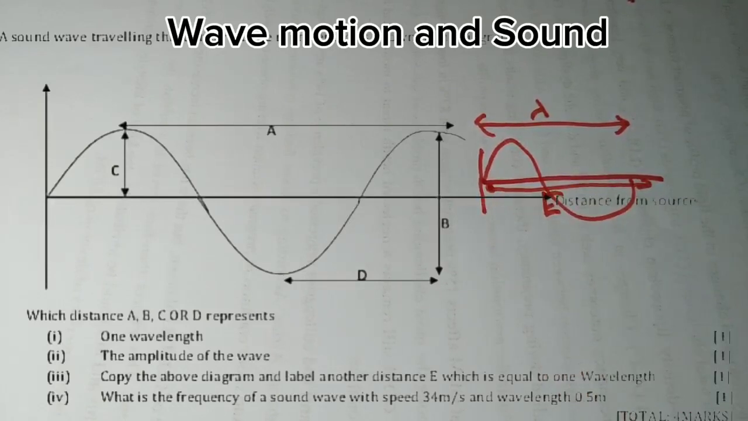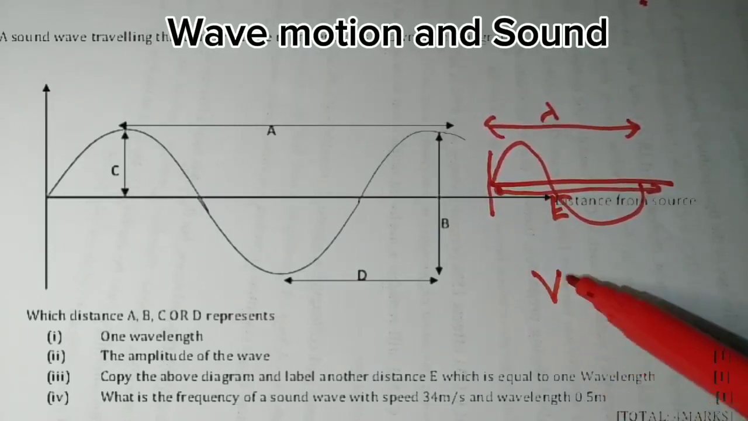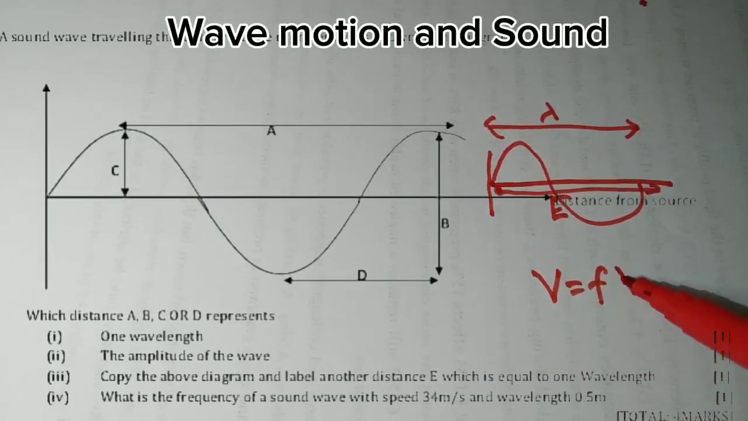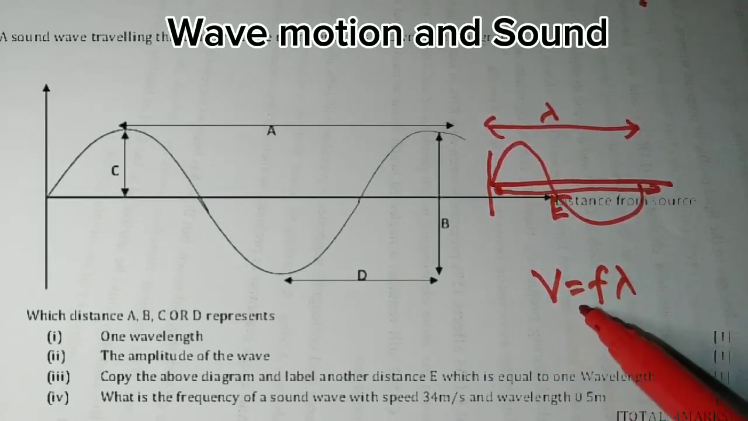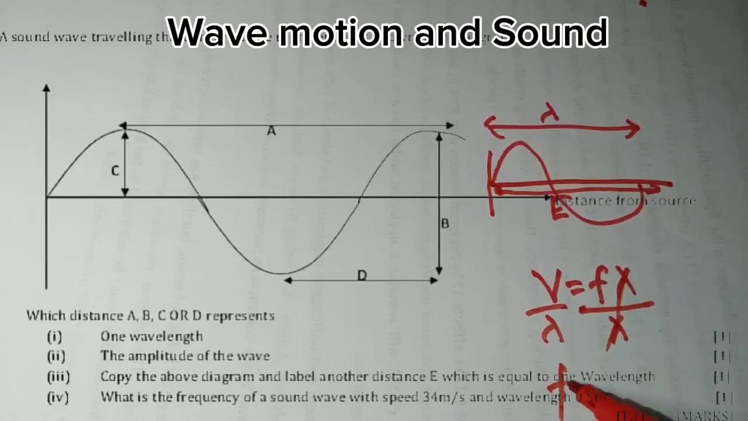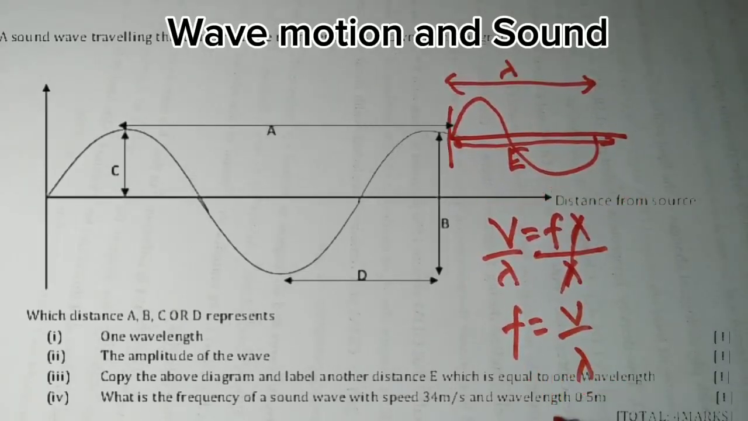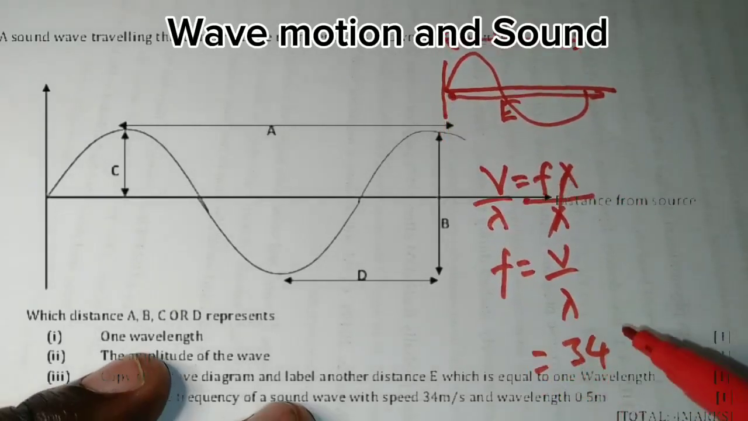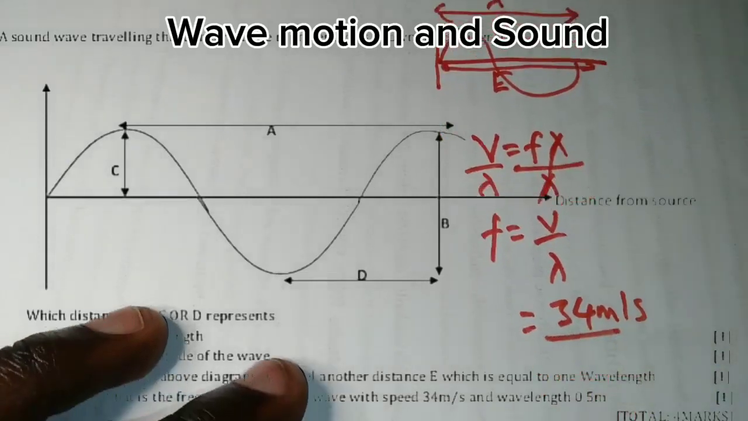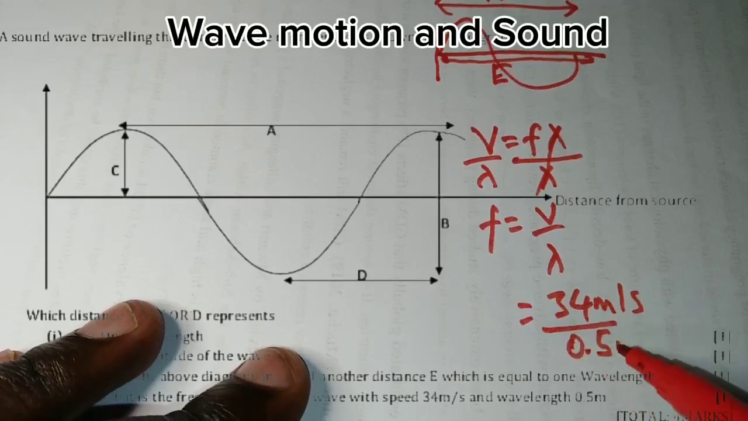Then what is the frequency of a sound wave with speed 34 meters per second and wavelength 0.5? The formula we know, velocity is equal to frequency times lambda. We make frequency the subject of the formula, so we divide both sides by lambda. So frequency is equal to velocity over lambda. The velocity, which is the speed, is 34 meters per second over 0.5, which is our wavelength.